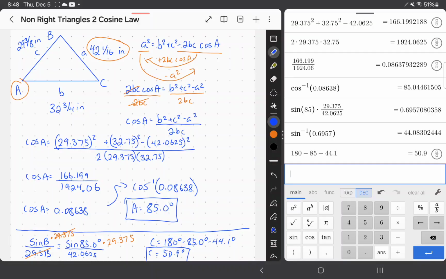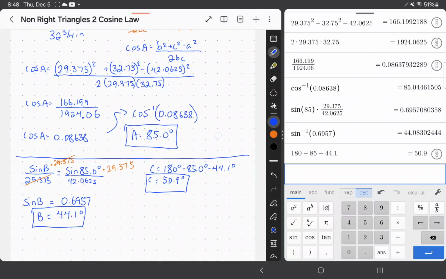Okay, so I'm going to move into the next one. If you want to take a look at this solution, maybe just pause the video now, and then you can get caught up.